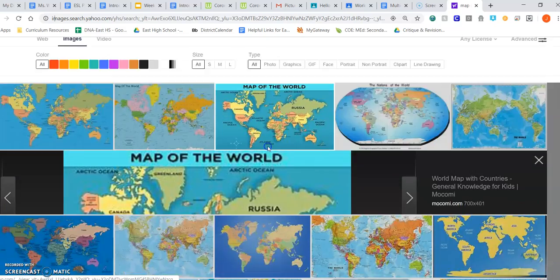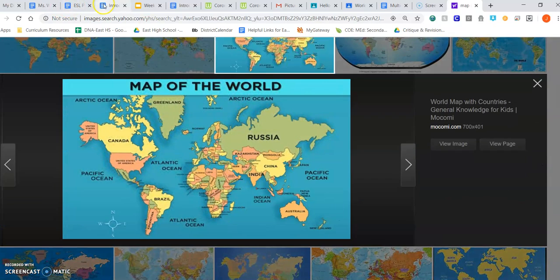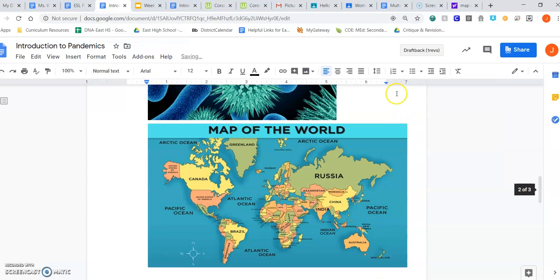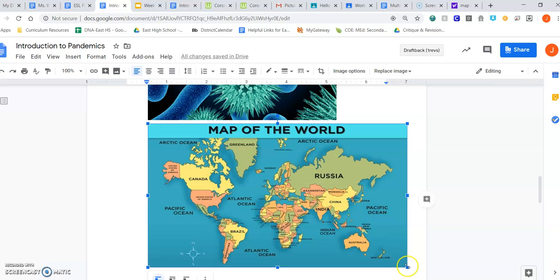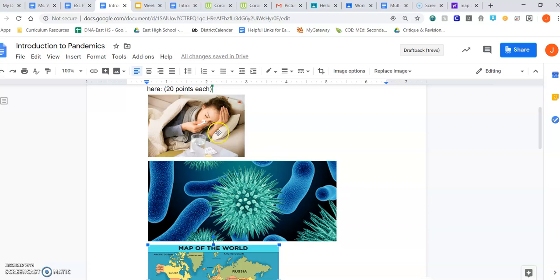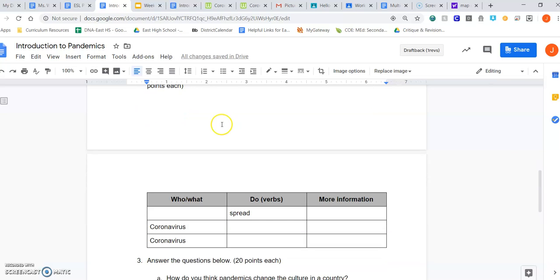Okay, so then I click here, click copy, I click paste. And again, I might make it smaller so that way I can complete the rest of my assignment a little bit easier. So now I have 20, 40, 60 points completed. All right, so now I need to move on down here.